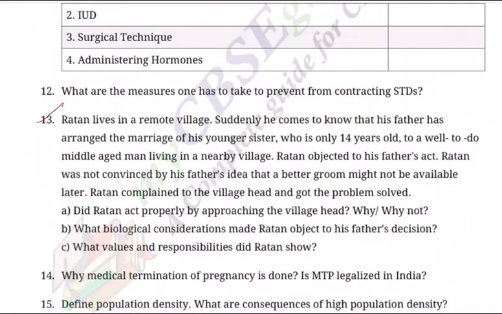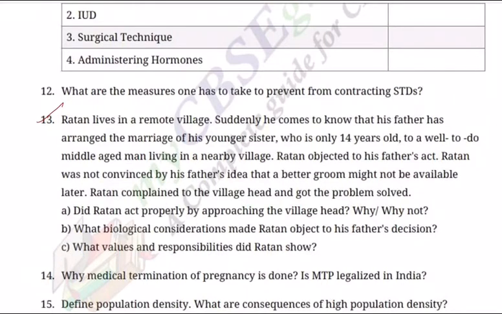Ratan lives in a remote village. Suddenly, he comes to know that his father has arranged the marriage of his younger sister, who is only 14 years old, to a well-to-do middle-aged man living in a nearby village. This is very common, such things in villages.